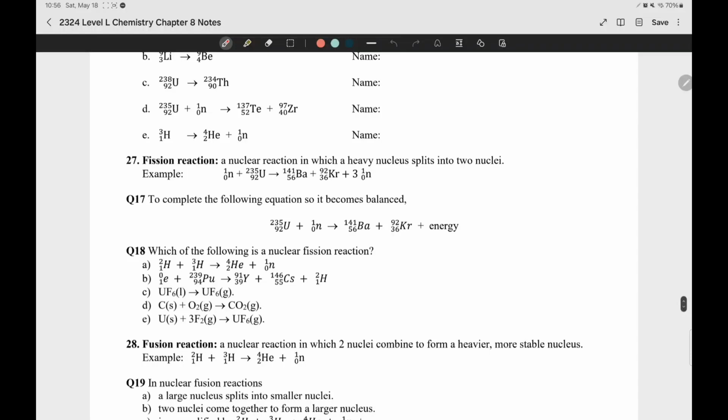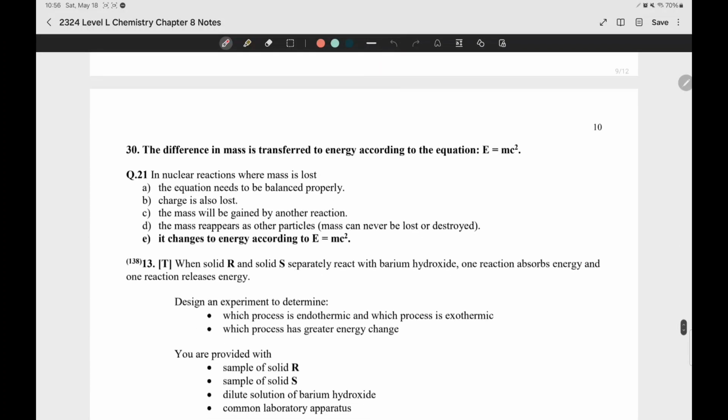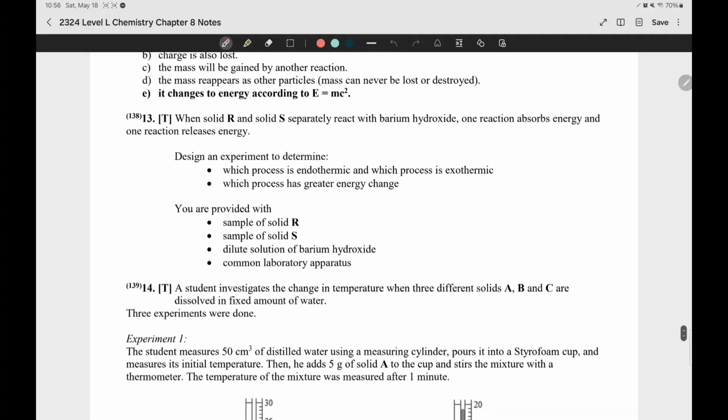المهم, let's do the quiz. But these definitions are important. Fission, in which a nucleus splits. Fusion, in which it combines. And then they might ask, what equation is the energy transferred according to? You have to say E equals mc squared, because some energy is lost in some reactions. So scientists had to prove it, so they used E equals mc squared. That could come.